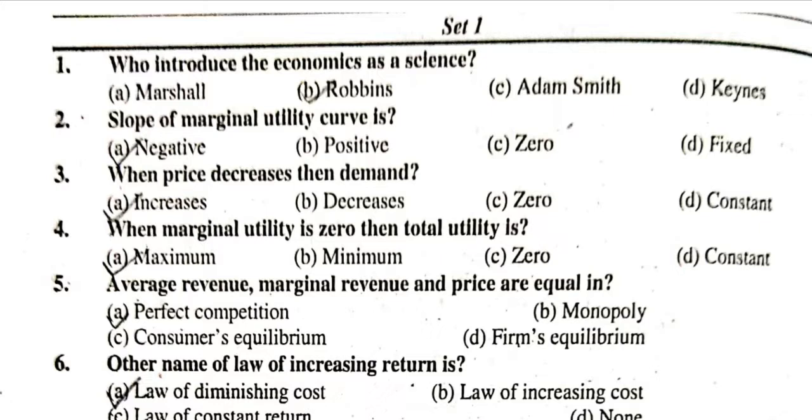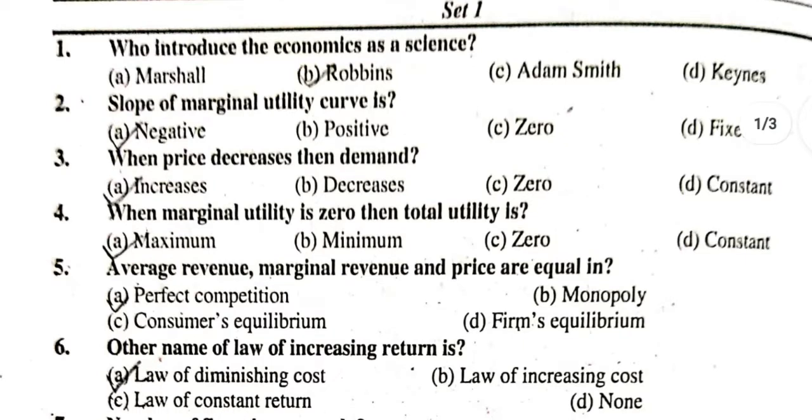5. Average revenue, marginal revenue and price are equal in: A. Perfect competition, B. Monopoly, C. Consumer's equilibrium, D. Firm's equilibrium. The correct answer is perfect competition. Average revenue, marginal revenue and price are equal in perfect competition.